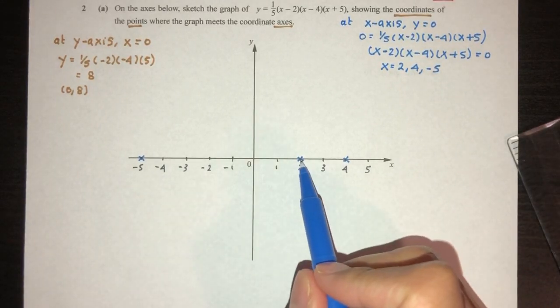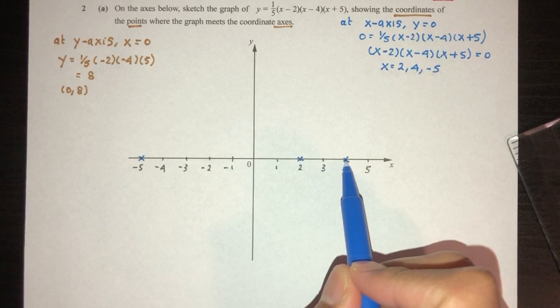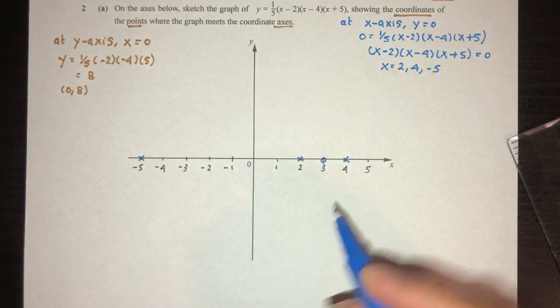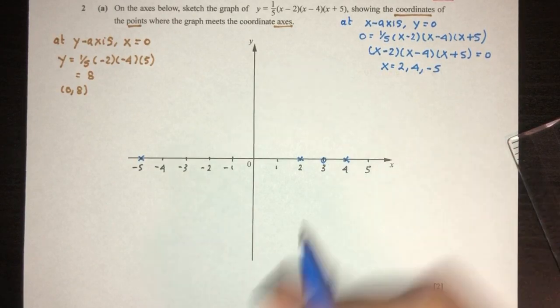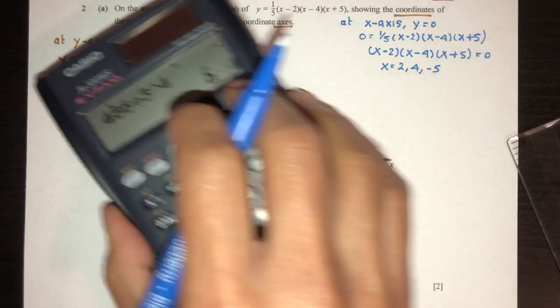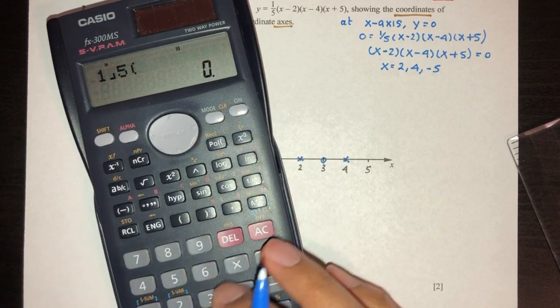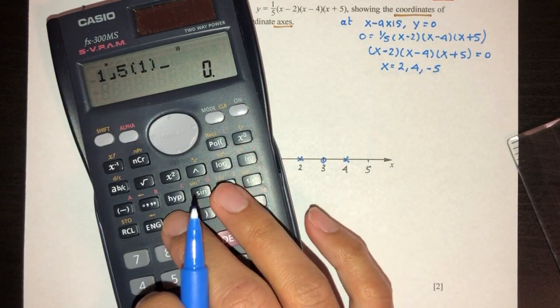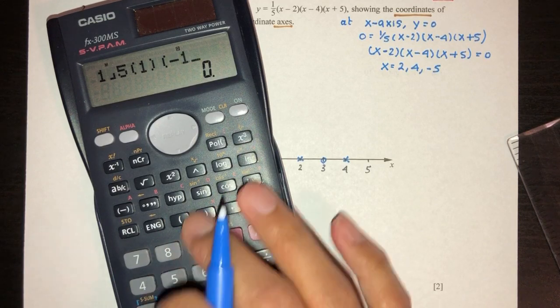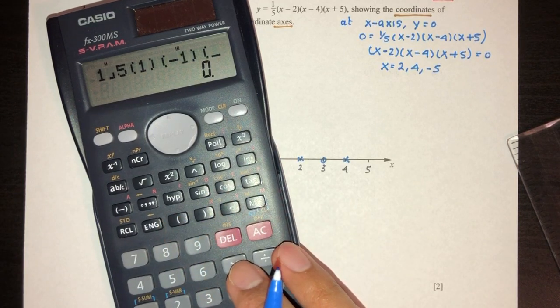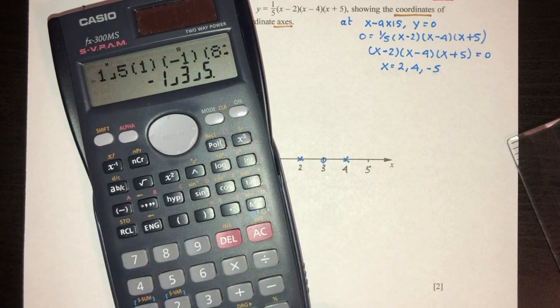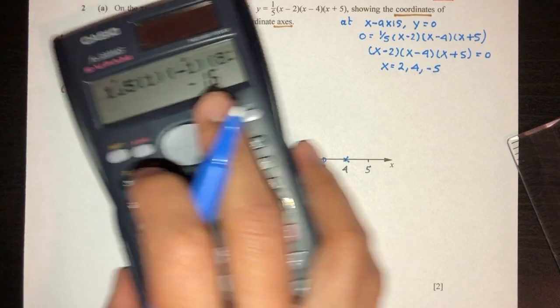So the midpoint here: 1, 2 divided by 2 is 1, so the midpoint will be 3. So let's find the value of y when x equals 3. We have 1 over 5 times 3 minus 2 is 1, 3 minus 4 is minus 1, and 3 plus 5 is 8. That will be minus 1.6.